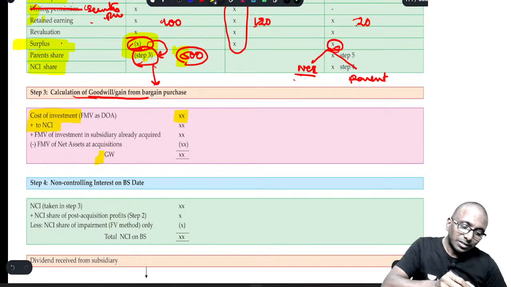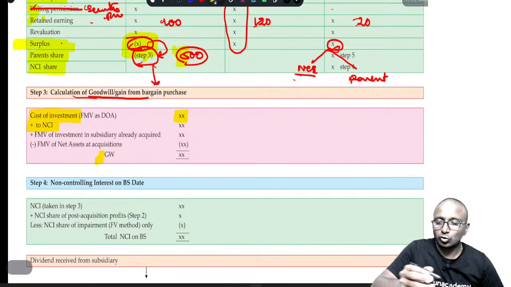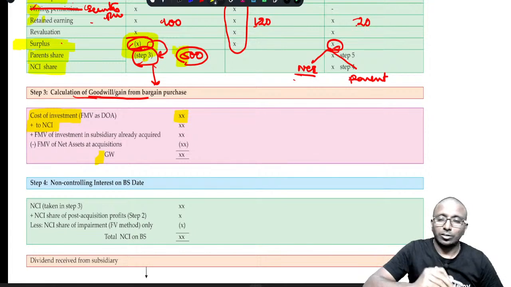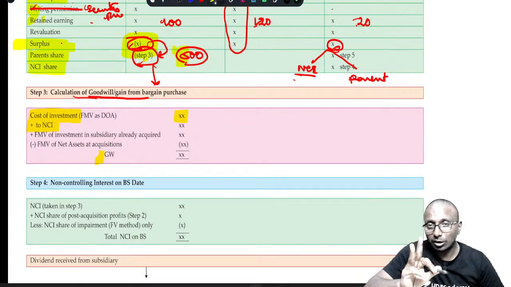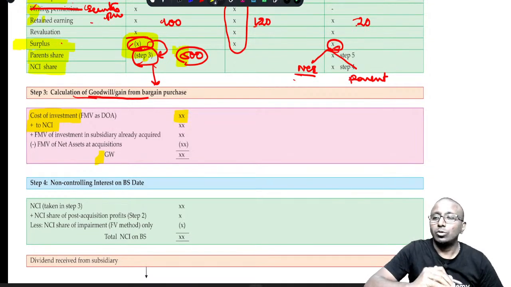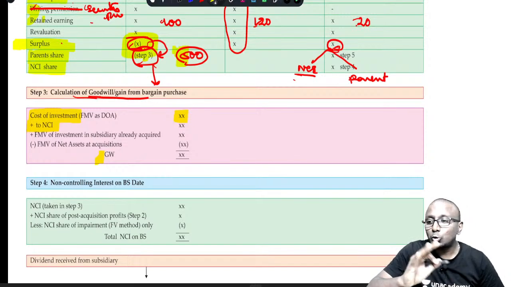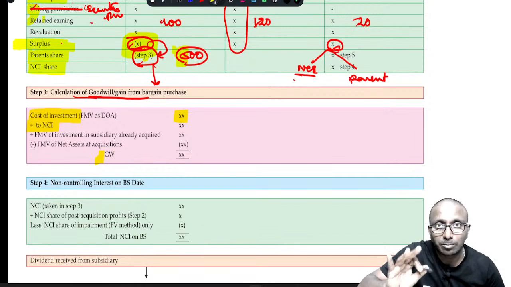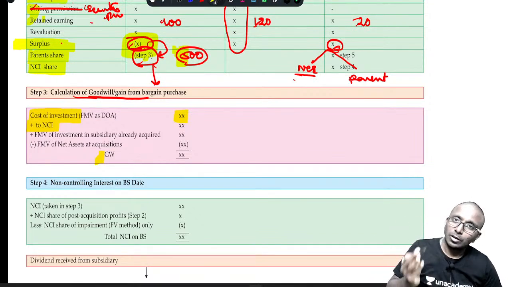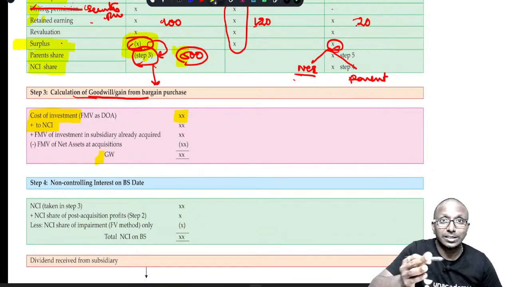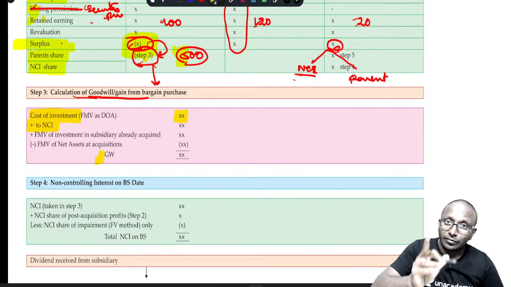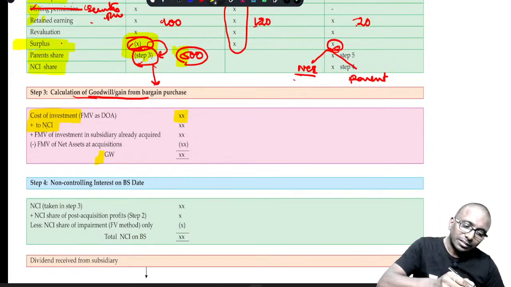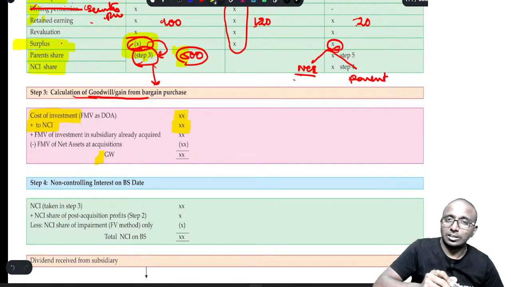And plus NCI. This NCI, as you know, is NCI on the date of acquisition. You have an accounting policy choice. One, you can measure it at fair market value, and the second option, you can measure it at proportion to the fair market value of net assets. That proportionate share also you can measure. That is only on the date of acquisition. Whatever that NCI is, that number will come.